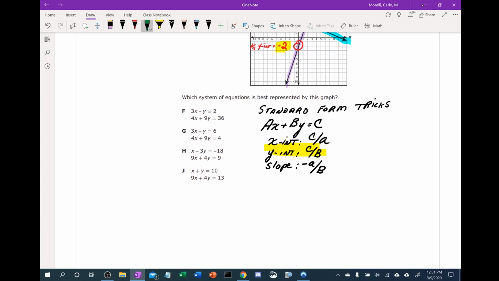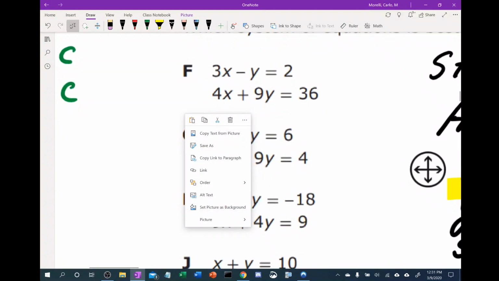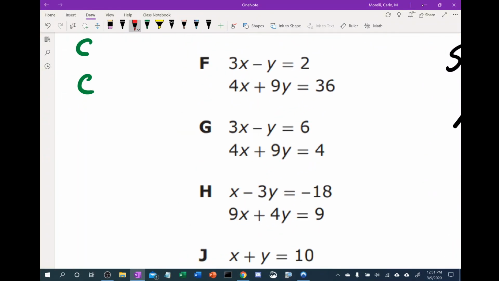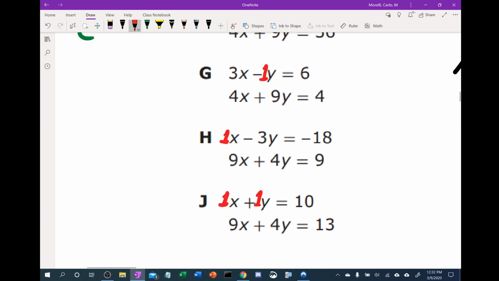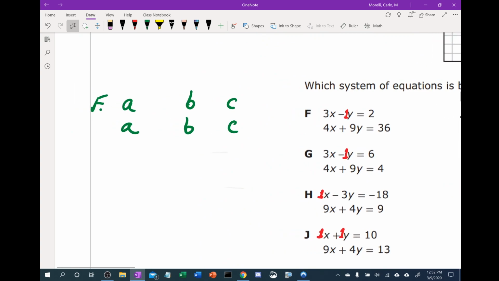So if I had no idea what to do, I would just start with letter F. I'd say, well, let's see, A, B, C, A, B, C. One thing that you can do to save yourself a lot of heartache is to go in here and everywhere you see just a negative number or just some letter all by itself, go ahead and put a 1 in front of it. Okay. This will really help you. That way you never make the mistake.